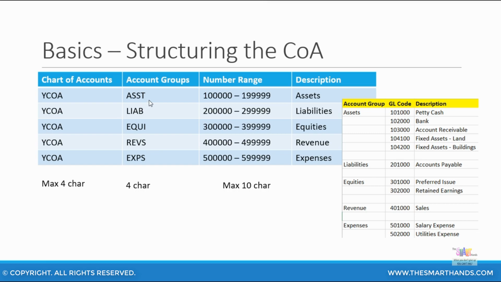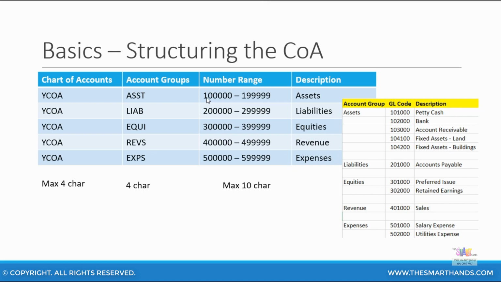I have 5 basic accounts in this example. I have created one chart of accounts called YCOA and I have made 5 account groups and I've given some short characteristics for this over here. One for assets, one for liabilities, one for equities, one for revenue, and one for expenses. So these 3 will form my balance sheet statement and these 2 will form my P&L statements.